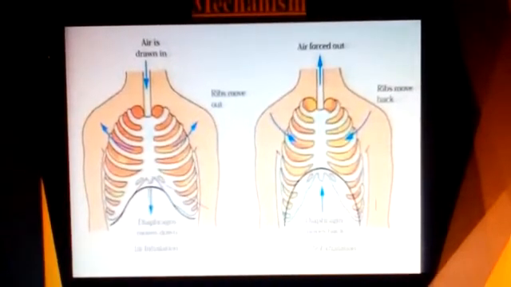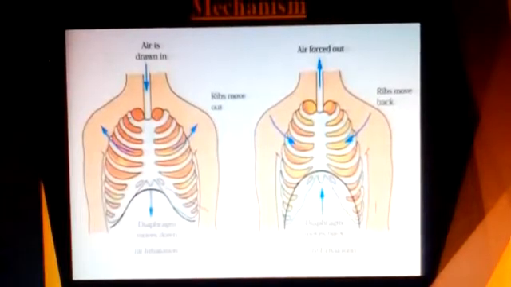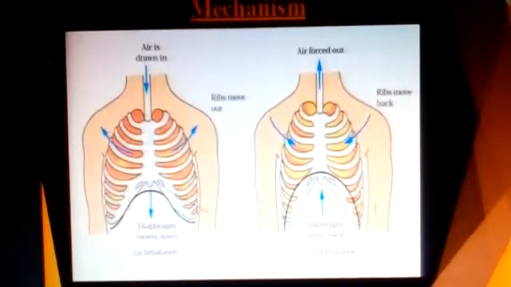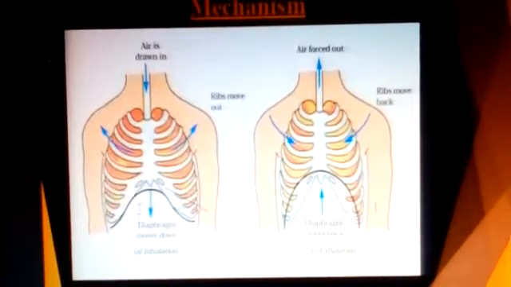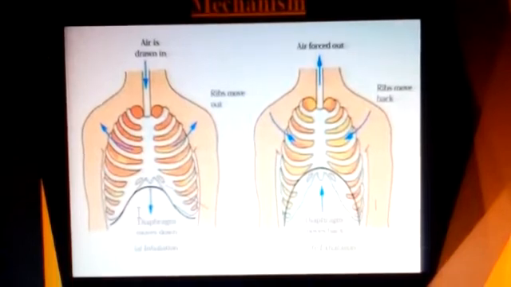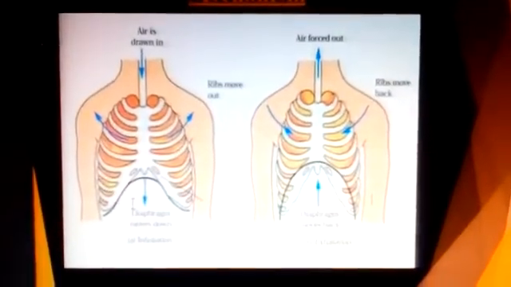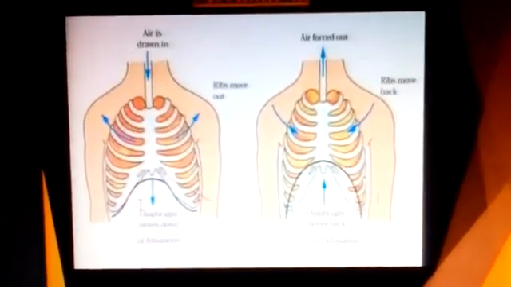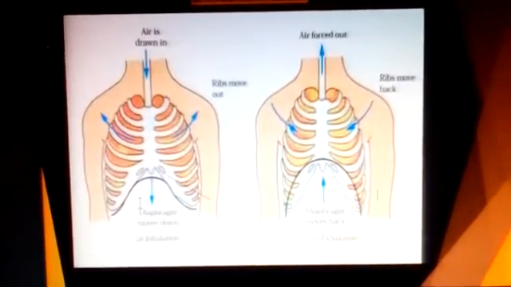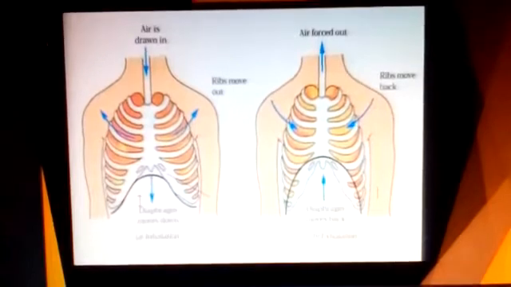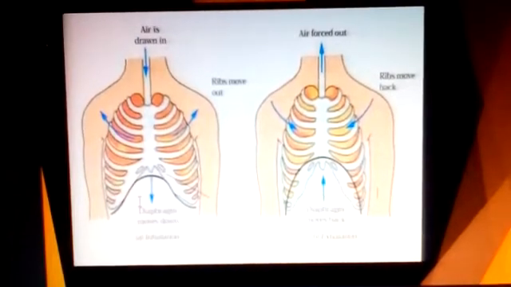So this is the ribs, the white skeletal structure is the ribs, and the black line, that is a muscular sheet called diaphragm. The moment the ribs move up and outwards and the diaphragm moves down, this movement increases the space in the chest cavity and the air rushes into the lungs. The lungs get filled with air.